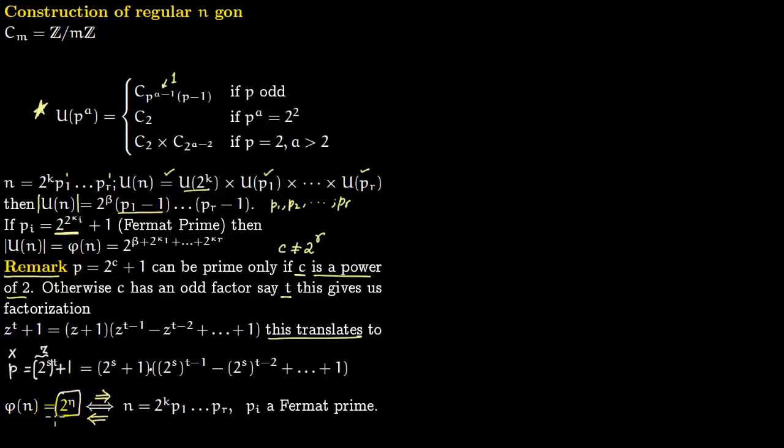Now the idea is that we want to use this result to construct an n-gon. Before we go further, another remark is that Fermat numbers are not all prime. For example, 2 to the power of 32, which is 2 to the power of 2^5 plus 1, is not a prime number. Some of them are prime, some are not. But the essential point is that if n is 2 to the power of k times p1 through pr, where each pi is a Fermat prime, then φ(n) is a power of 2.